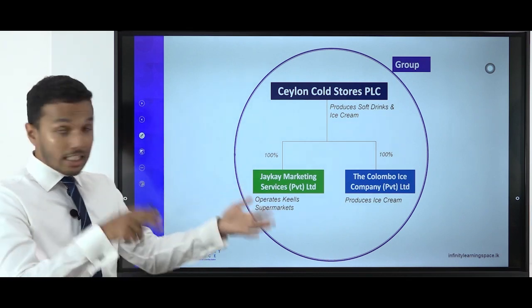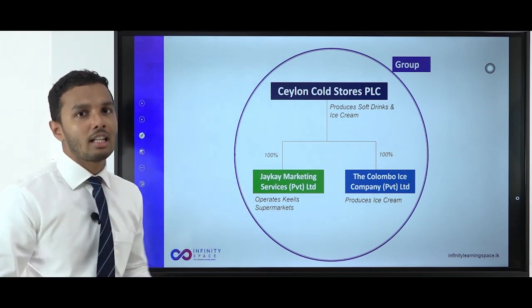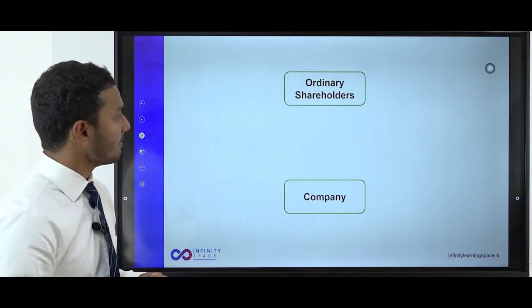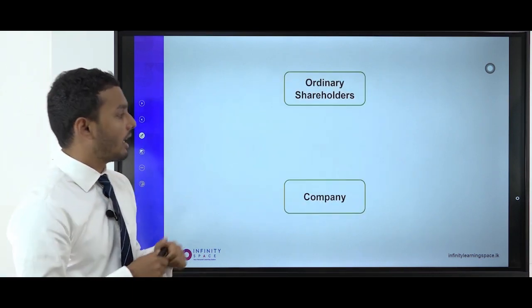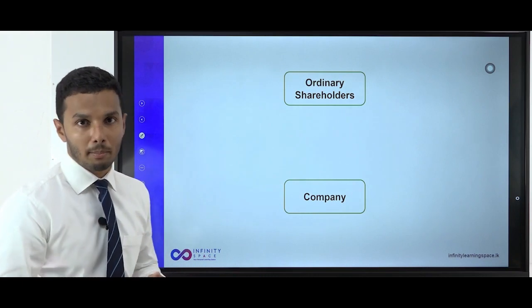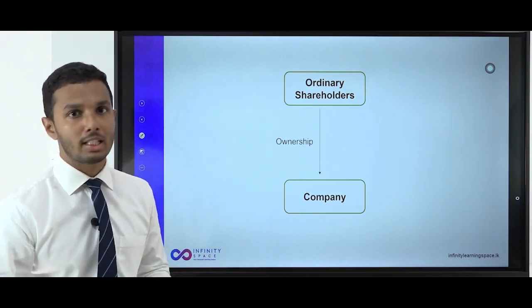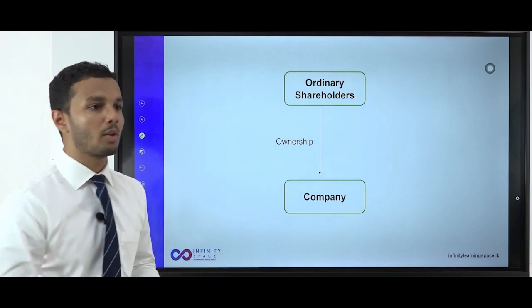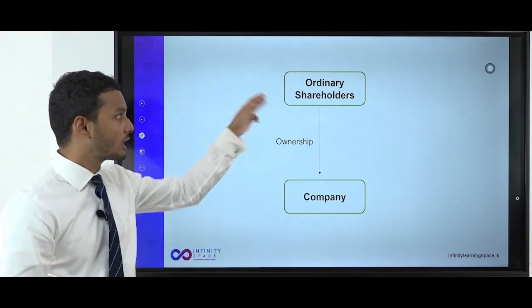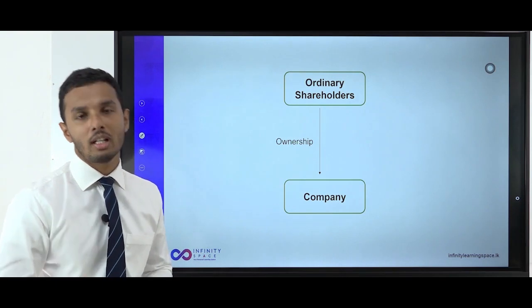Right. So let's get into the theory. Let's see exactly how a group is formed. Right. So we know ordinary shareholders of a company own the company. They are the ones who own the company. It's not the preference shareholders, it's not the debt holders, it's not the bank. Right. It's the ordinary shareholders that own a company.